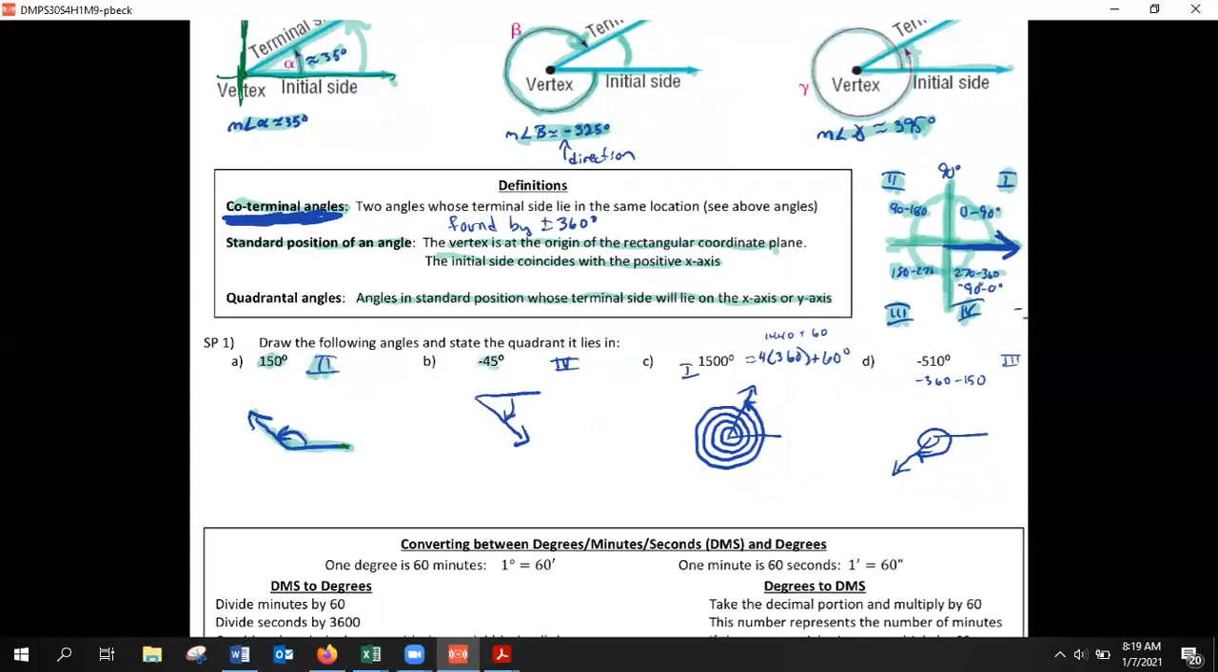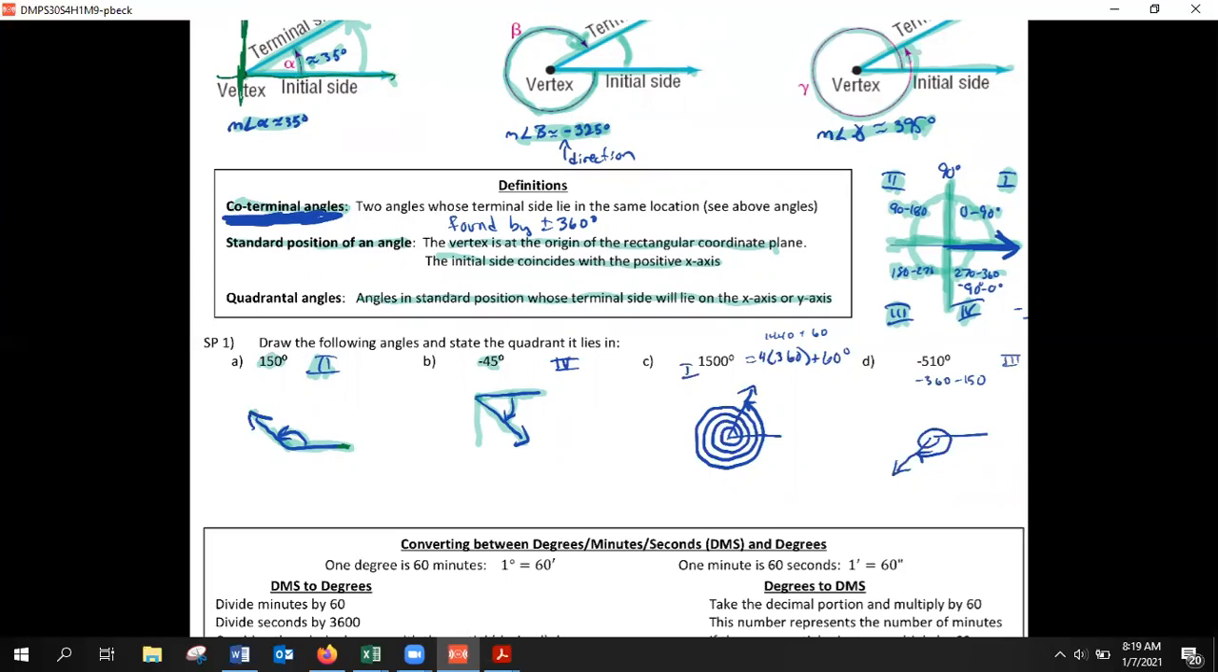Negative 45, we start off with our initial side on the positive x-axis, and then we go, so if this is 90 degrees, and half of that's 45, and you should start understanding these relationships a little bit more because we're going to be working with them over and over again.